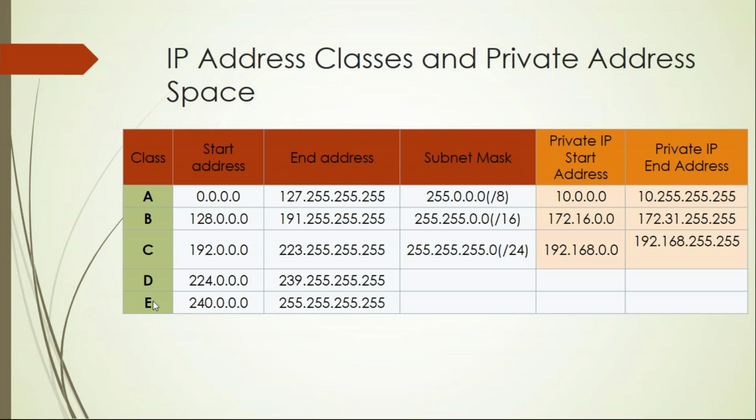Yeah, class E will be used only for research and development. That's it. And then D? Class D, I'm coming back to this. Class D ranges from 224 to 239. This is the range.